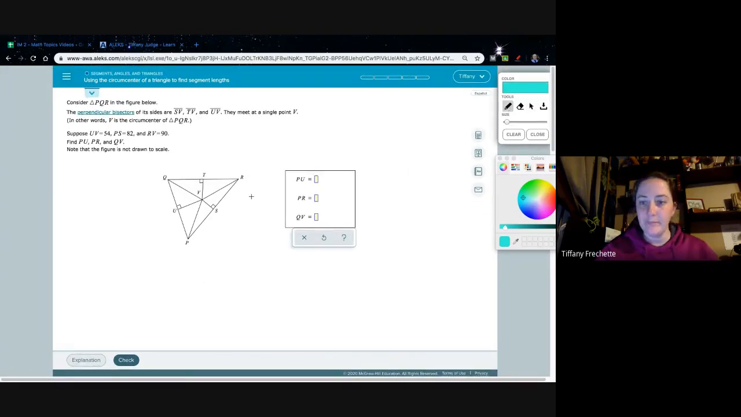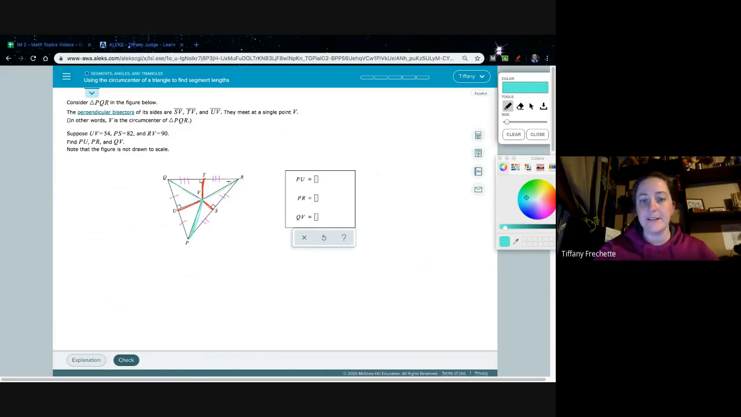Okay. So let's go through, and we have our perpendicular bisectors of the sides: SV, TV, and UV. So these are our perpendicular bisectors. Right away, I know that a bisector means that it's cutting these in half. So I'm going to go through and mark that. I already know this is happening because of the perpendicular bisector. And then this is the incenter, so I also know that all of these lengths are the same. Sorry, not incenter, it's the circumcenter.